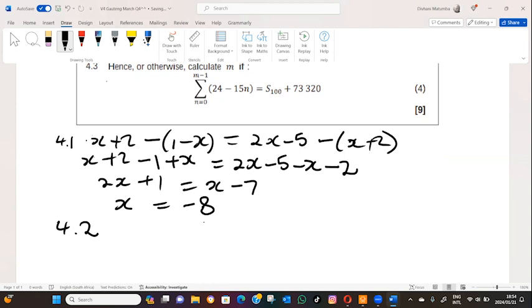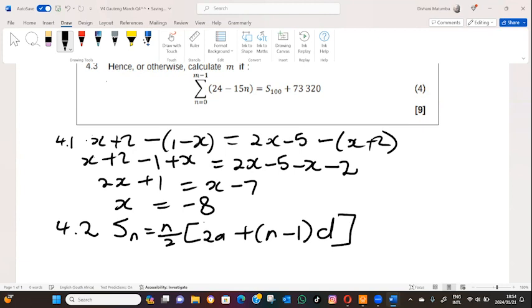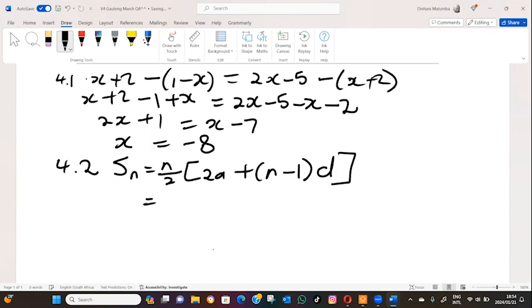4.2. The sum of an arithmetic sequence is given by n over 2 into 2a plus n minus 1 times d. You just plug and play. There's nothing special with this formula. So do we have the number of terms? Our n is given by 100, if you guys agree with me. Now, what is the value of a? The value of a is the first term. The first term is 9.